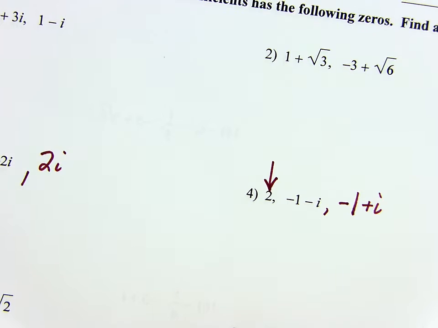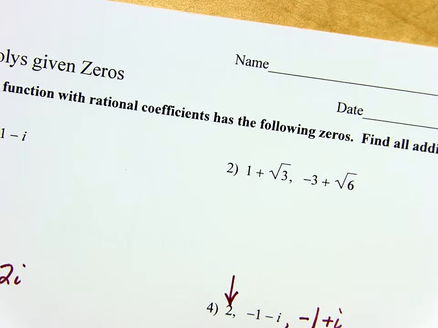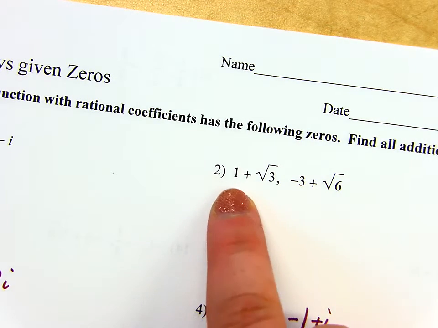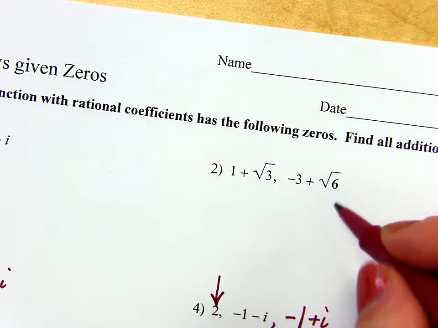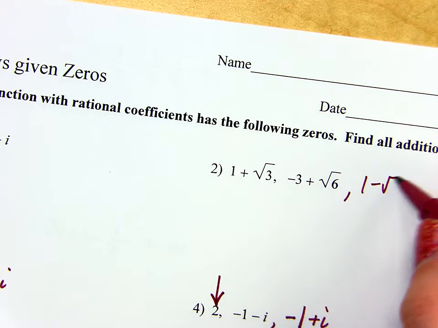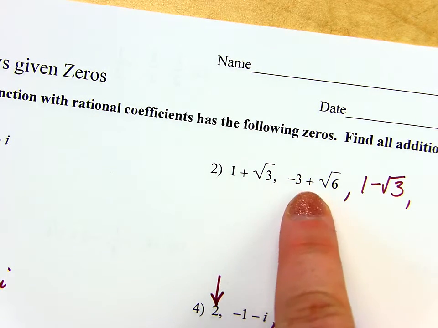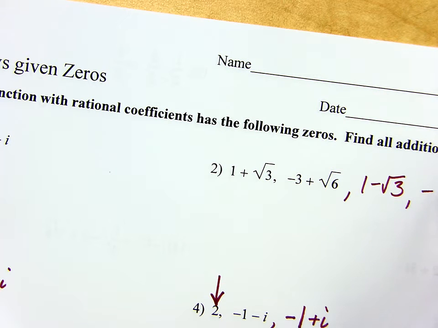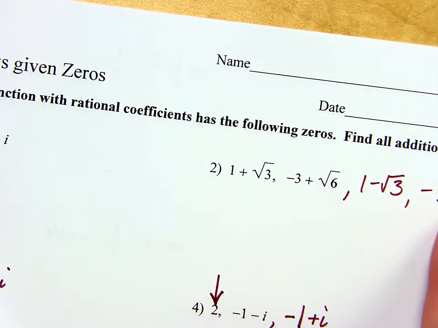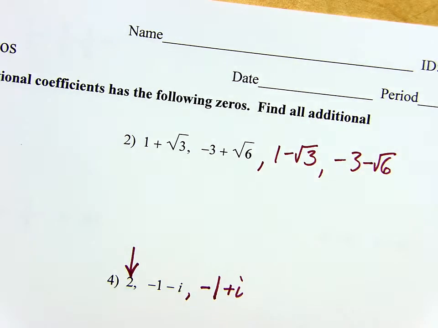Let's try an irrational one. How about 2? So, 1 plus the square root of 3 is an answer. So then what else must be an answer? 1 minus the square root of 3. And then if negative 3 plus the square root of 6 is an answer, so is? Yes, negative 3 minus root 6. So there would be all your answers all together. So there would actually be 4.